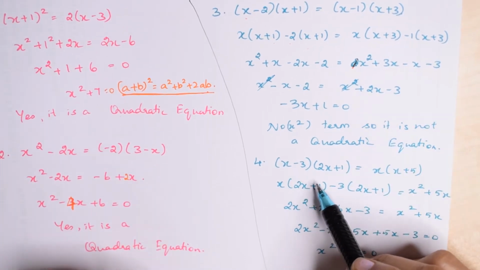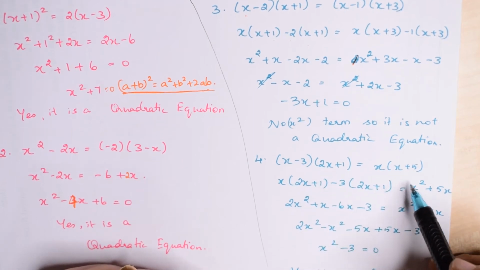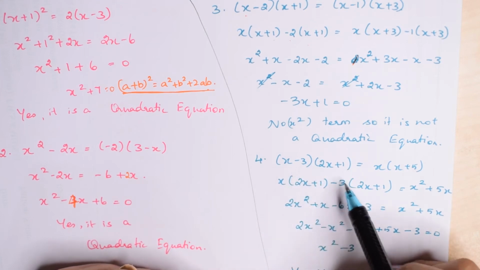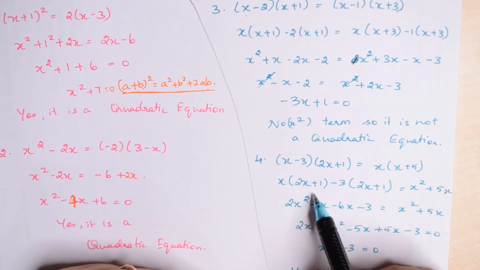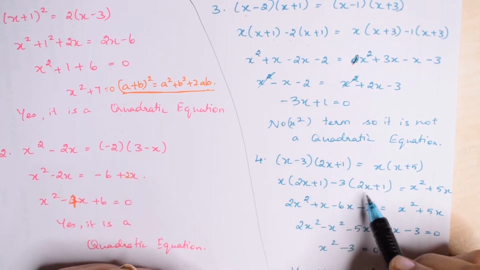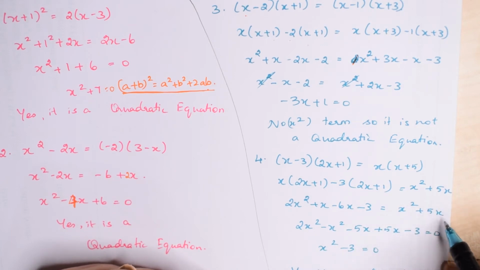Then the fourth sum, (x plus 3)(2x plus 1) is equal to x into (x plus 5). Again, x alone with 2x plus 1, minus 3 into 2x plus 1. So x I am multiplying inside, x into 2x is 2x square, x into 1 is x, and minus 3 becomes minus 6x minus 3. It's equal to x square plus 5x. And when I simplify, the x square terms add to x square, and the x terms get cancelled, and only the constant minus 3 remains. So x square minus 3 is equal to 0.